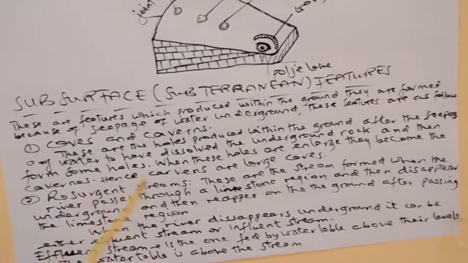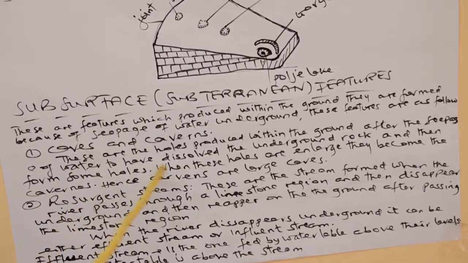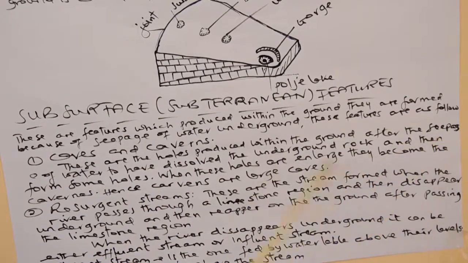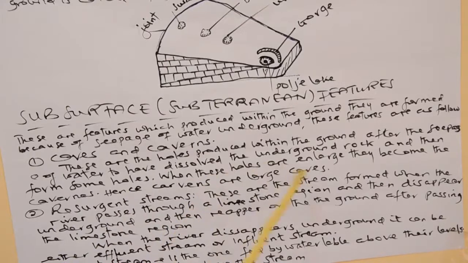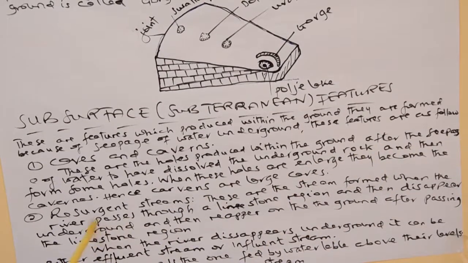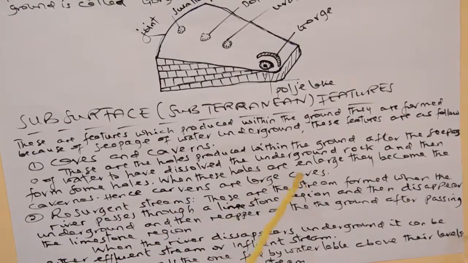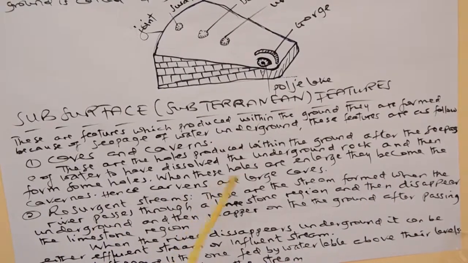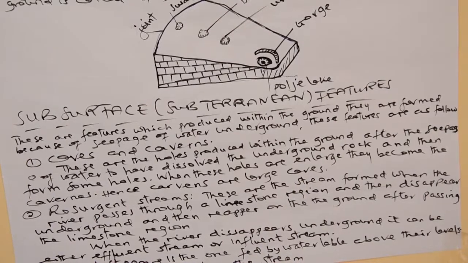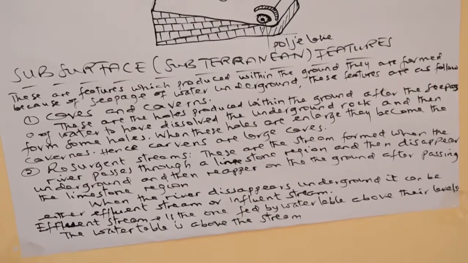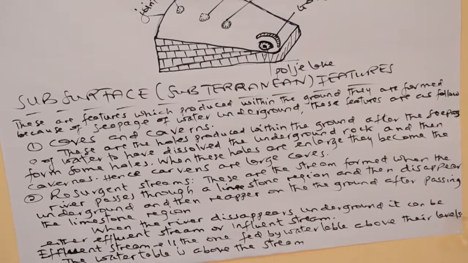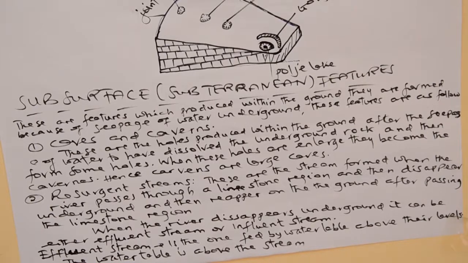Dear students, caves or caverns are holes produced within the ground after the seepage of water dissolves the ground rock. When these holes are enlarged, they become caverns. Hence, caverns are larger than caves. Therefore, remind yourself: when a cave is enlarged, we obtain a cavern. Cave and cavern are alike; the only difference is in terms of size.